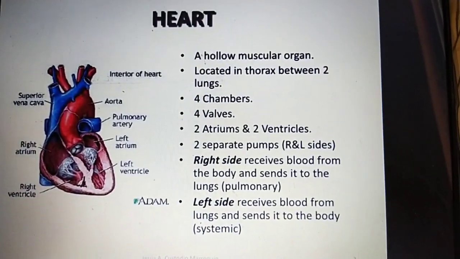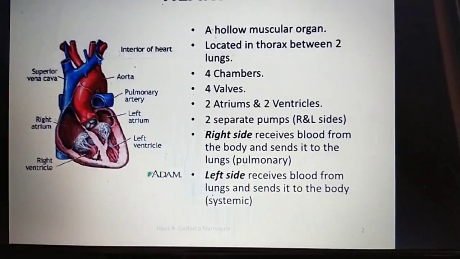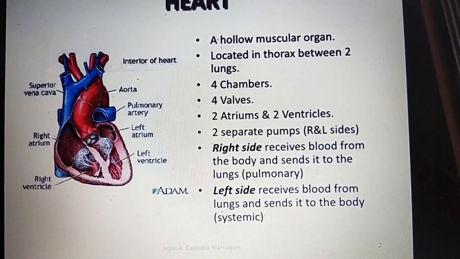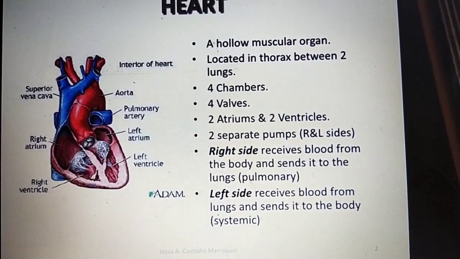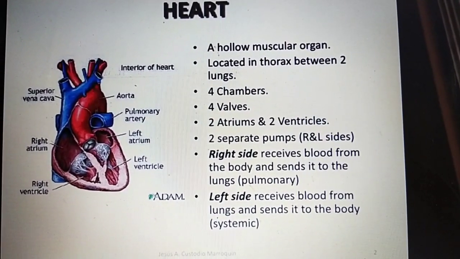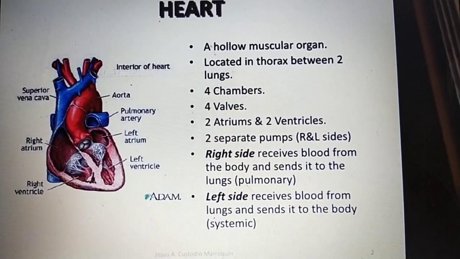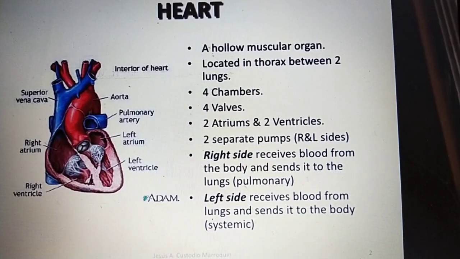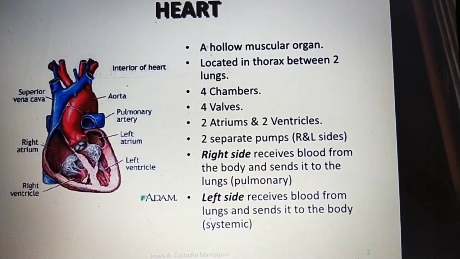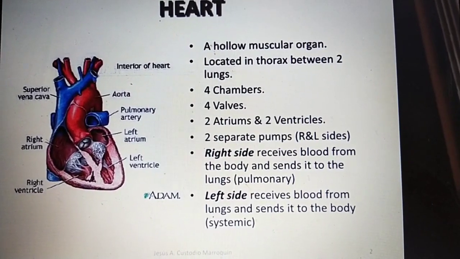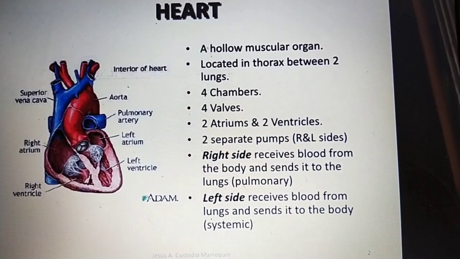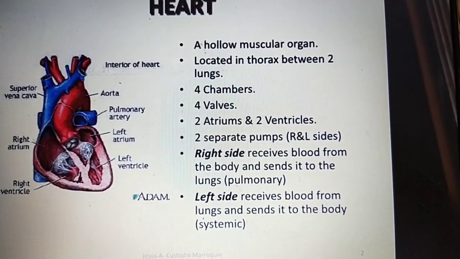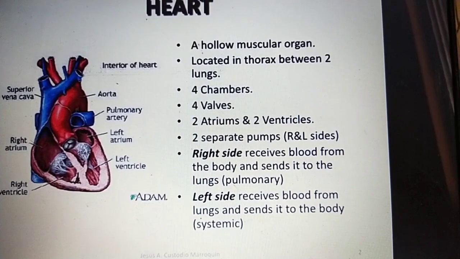We already discussed the heart is a hollow muscular organ. Okay, the heart is made up completely of muscles, and it is located in the thorax between the two lungs, mainly in the middle mediastinum. It has four chambers, four valves, two atriums and two ventricles, and it has two separate pumps, the right and left sided pumps. They are called pumps because they pump the blood to the systemic circulation.